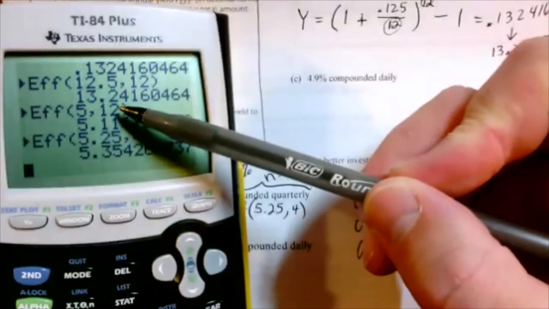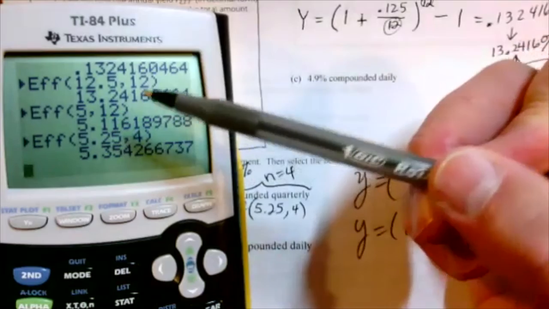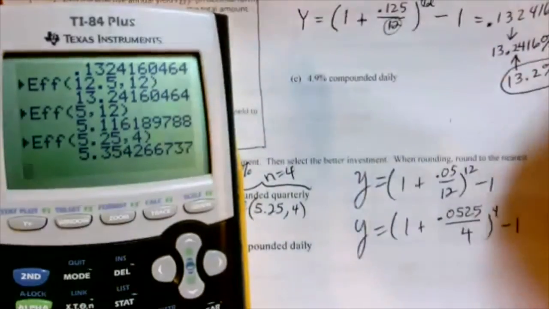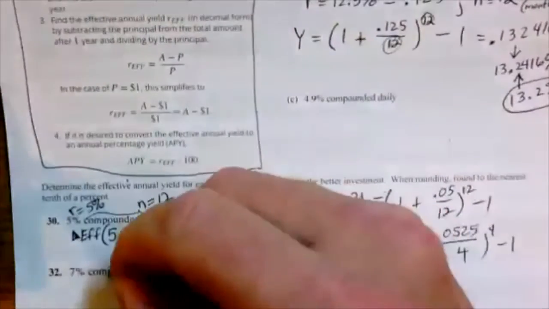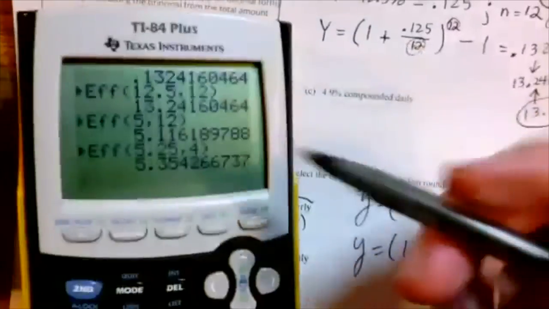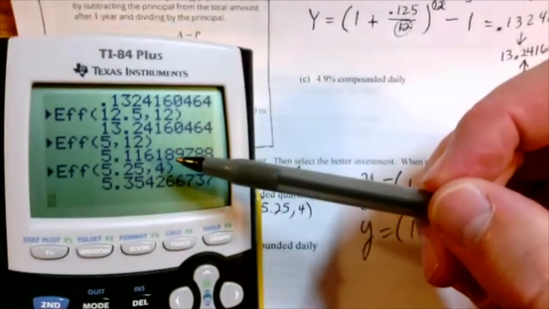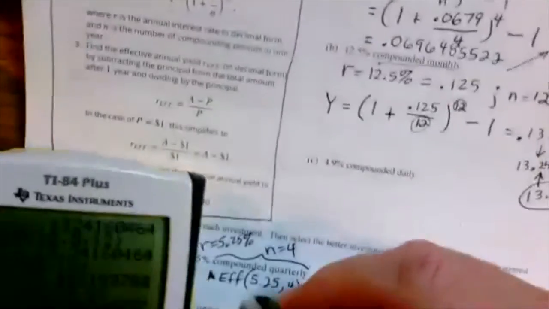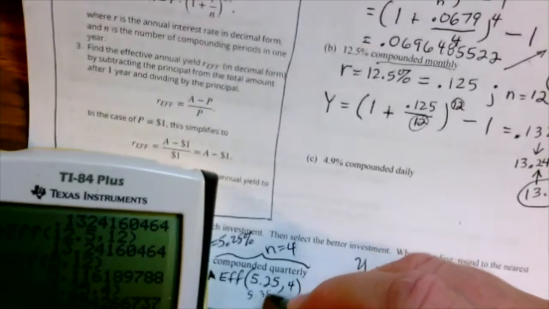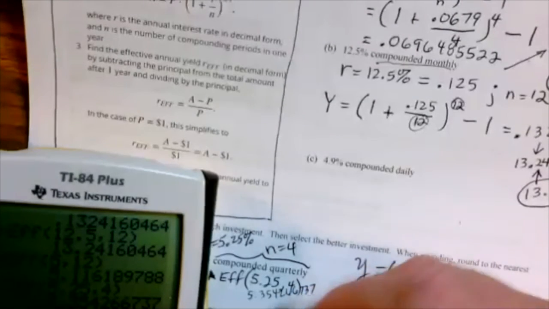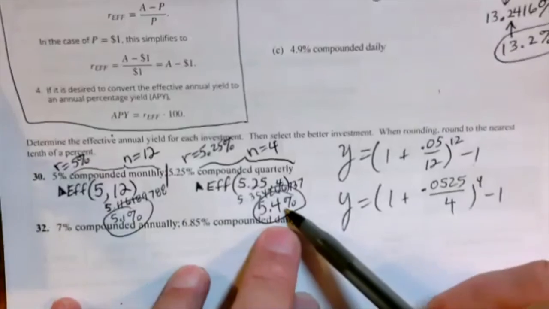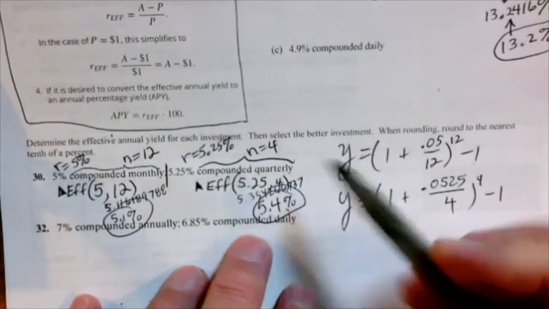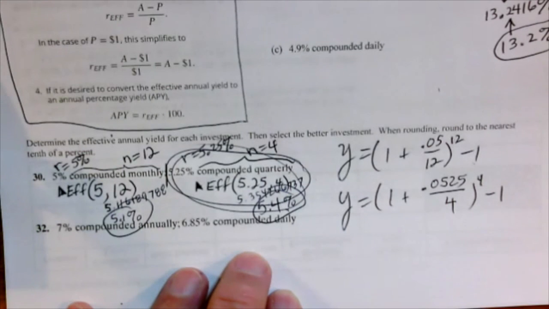So the effective annual yield, 5 and 12. I'm going to round this one to the nearest, it says 1/10 of a percent. So right there, this one is 5.1. I don't have to convert this one because it's already as a percent. And the other one is 5.354266737, or 5.4. Okay, so you can clearly see that the higher number is 5.4. So this one here is the better investment. You're going to make more because you get a higher yearly interest rate.